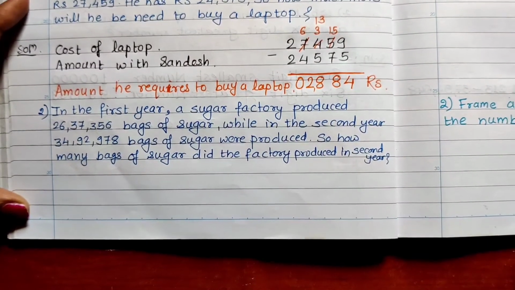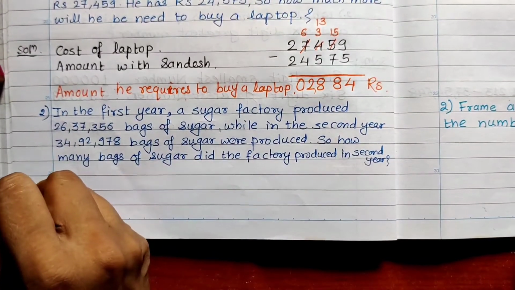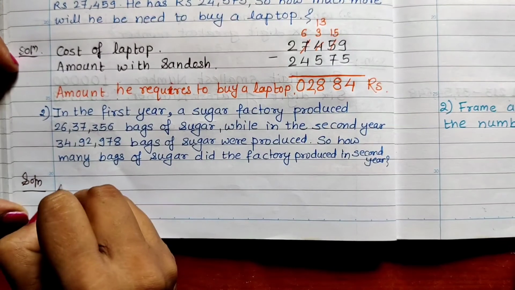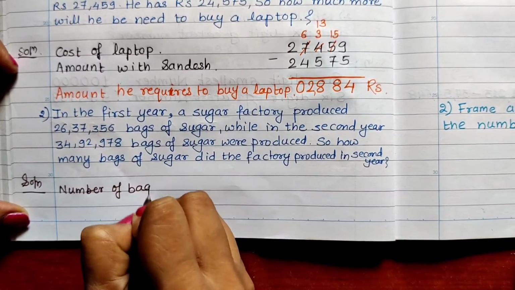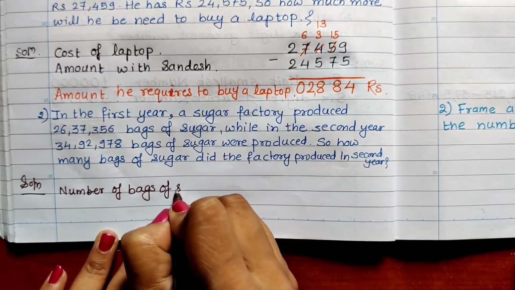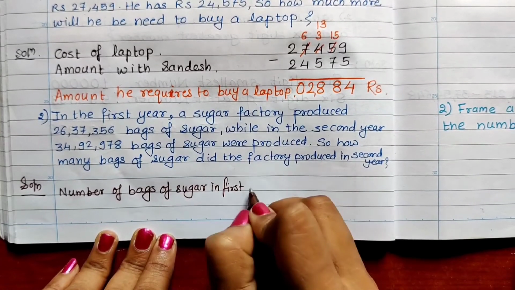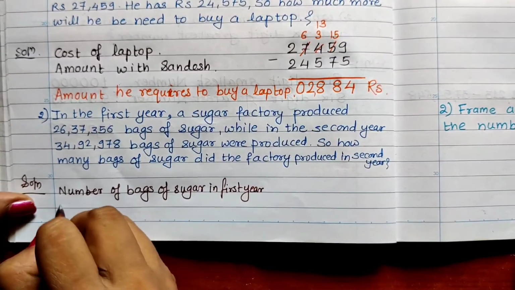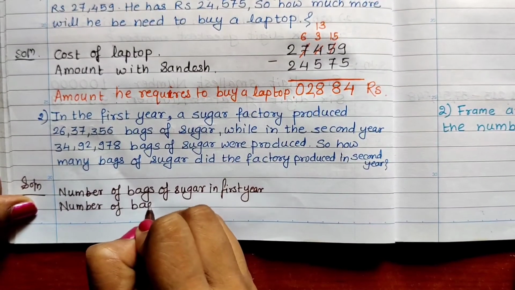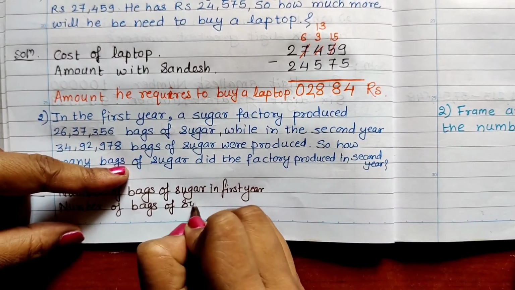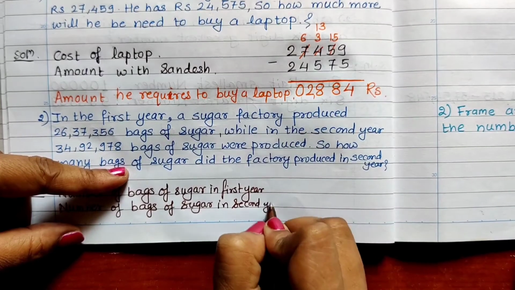So the number of bags produced in the first year, we will be writing the solution. Number of bags of sugar in first year. Number of bags of sugar in second year. So how much more?